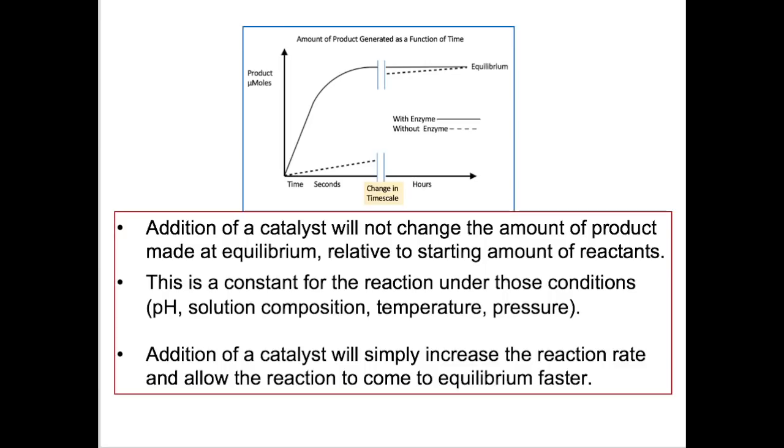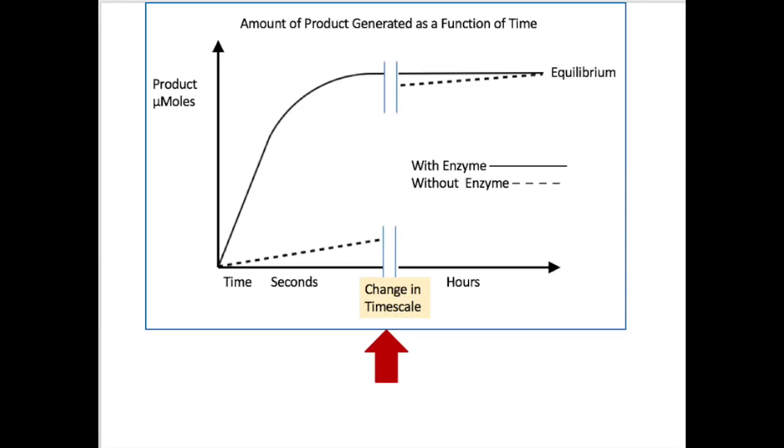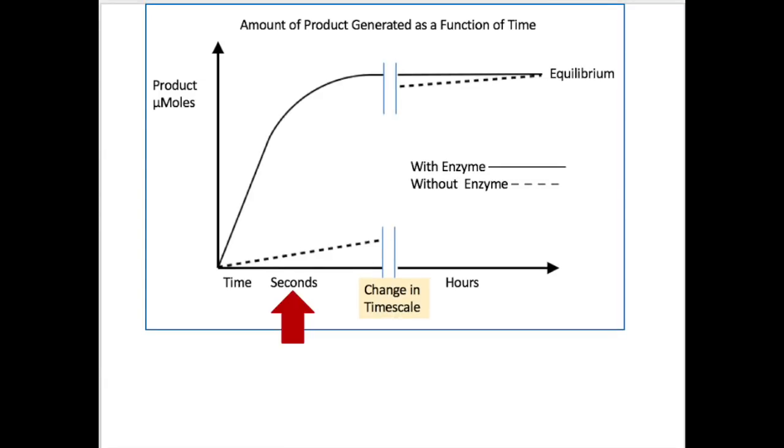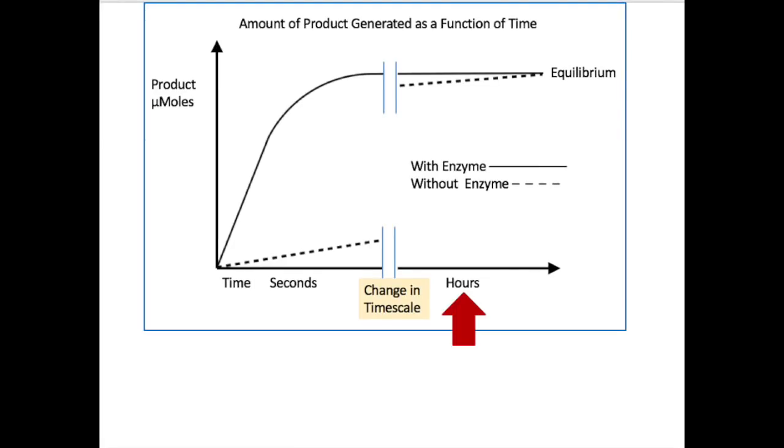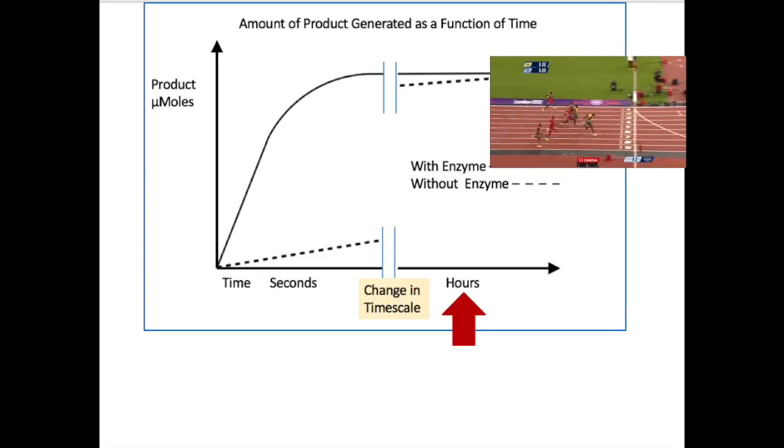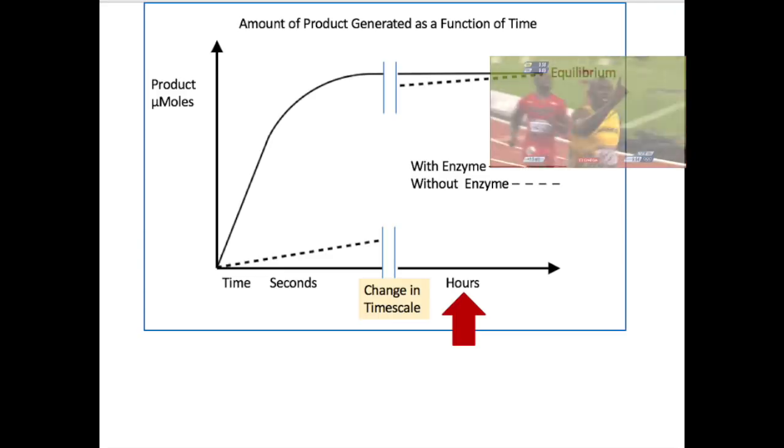The addition of a catalyst simply changes the time it takes to get to equilibrium. In this graph, we see the molar concentration of products made as a function of time, and you can see that there's a change in scale on the x-axis. There's seconds on the left portion and hours on the right. The catalyzed reaction reaches equilibrium very fast, within seconds, but the non-catalyzed reaction takes hours. Both reactions do get to equilibrium. It just takes a lot longer for the non-catalyzed reaction to get there.